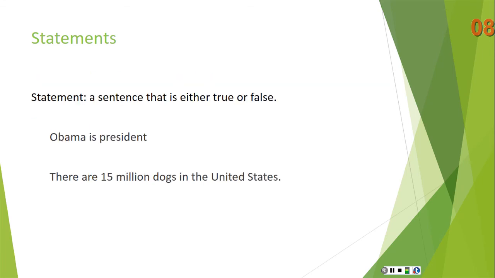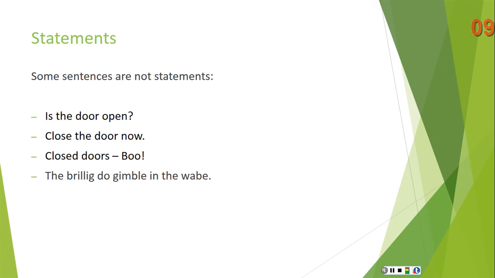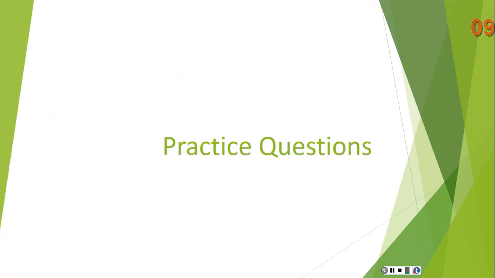So if we go back, we can see that a statement is a sentence that is either true or false. We see Obama is president. That's a statement. It's true right now. It'll be false on January 20th. There are 15 million dogs in the United States. I couldn't tell you whether that's true or false, but it is either true or false. And then you have sentences that are not statements, like questions, commands, sentences that are just emoting, and then nonsense statements. Okay, so I want to give you some practice questions to make sure you understand the difference between a statement and a non-statement.